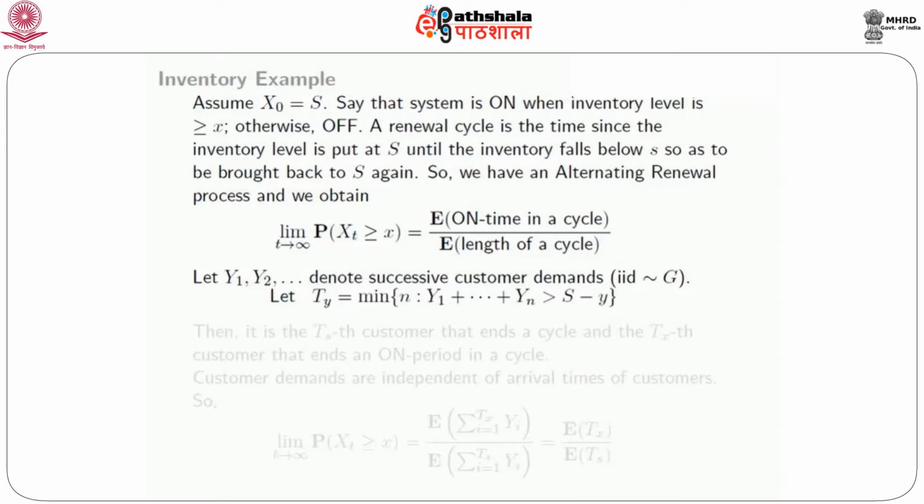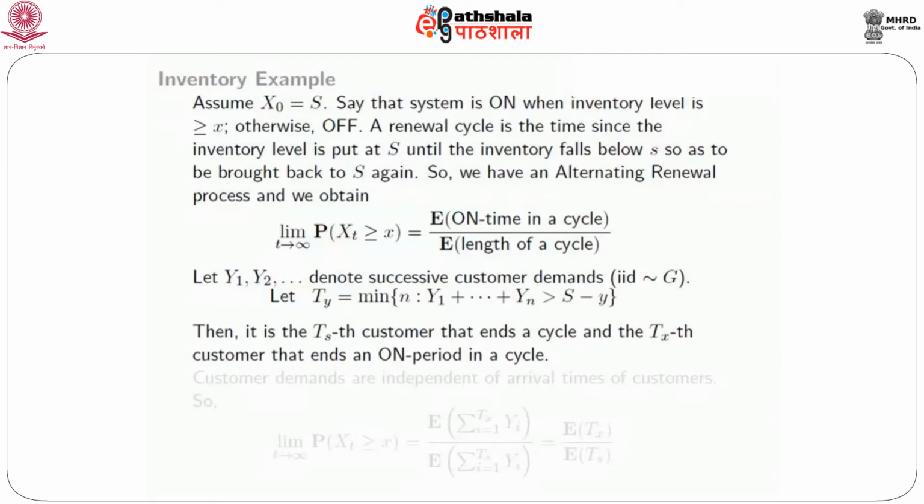And let T_y, for any y, be the minimum of all those n such that Y_1 plus Y_2 plus up to Y_n is greater than s minus y. So T_y is the first time that the total demand placed by successive customers up to that point exceeds s minus y.